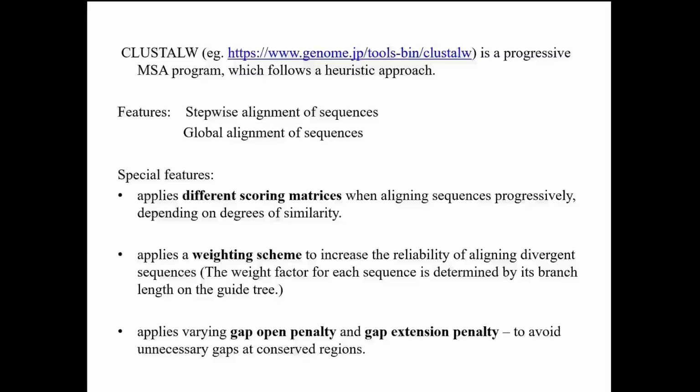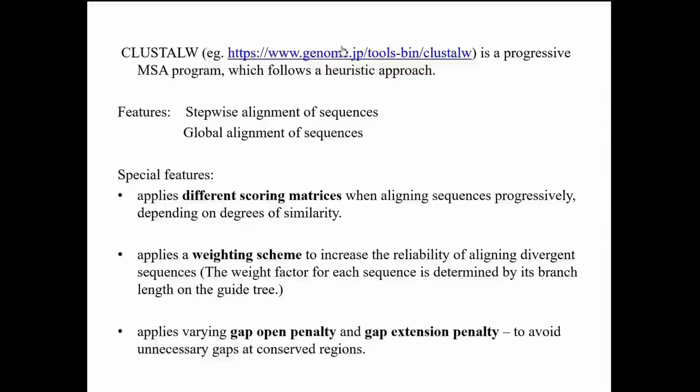There are many Clustal programs available on the net, like the one offered by EMBL-EBI, etc. Here we will be concentrating on the Clustal W program offered by GenomeNet. The web ID is given here. The general features of the Clustal W program are that they follow a stepwise alignment of sequences. That is what we call progressive alignment. And then next is global alignment of sequences. All the sequences will be aligned from the beginning to the end.